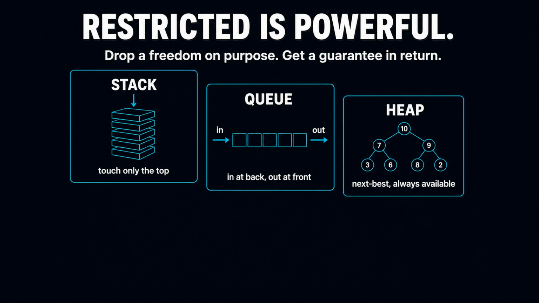A stack only lets you touch the top. A queue only lets you push at the back and pull from the front. A heap only lets you see the next best item. In exchange, every one of those operations is constant time, or close to it. So the trick is the restriction. The structure is fast because you cannot poke at the middle.